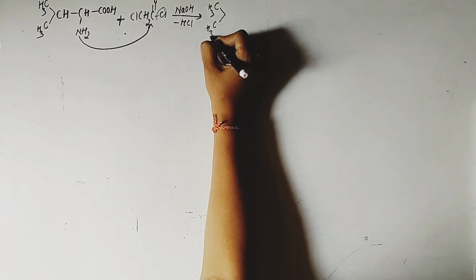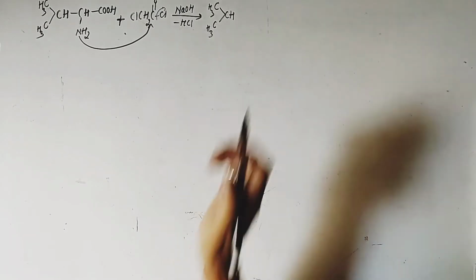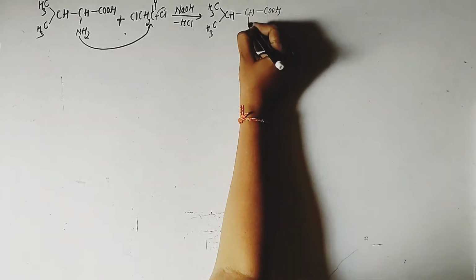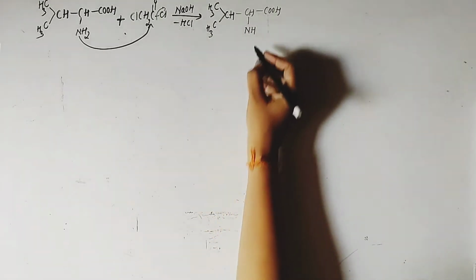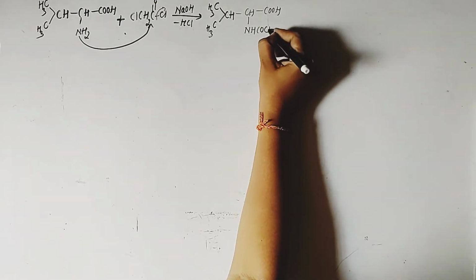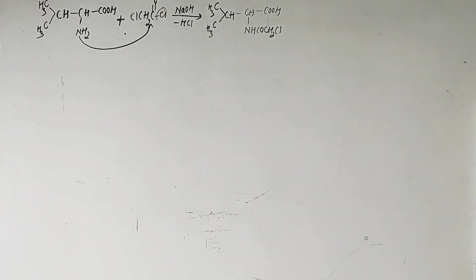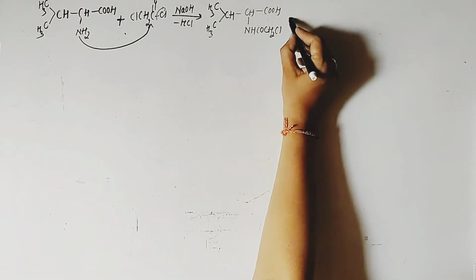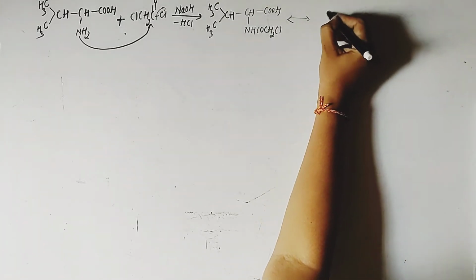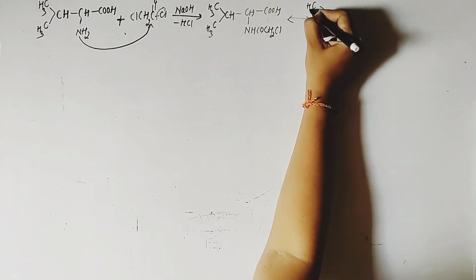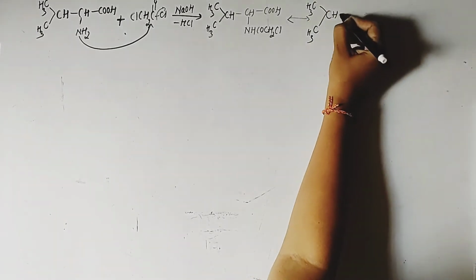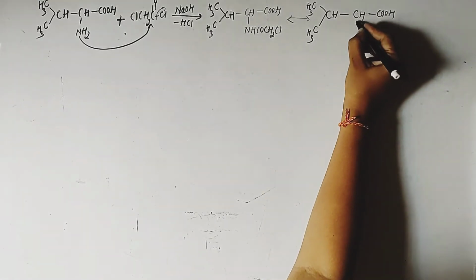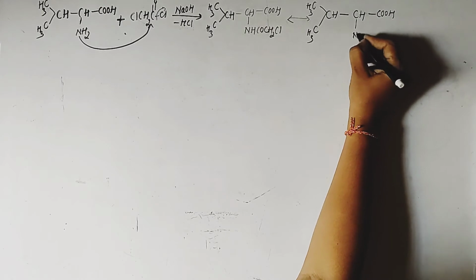That is CH3, the geminal methyl groups are there, CH, CH, COOH, and on this side we get NH and the remaining CO, CH2, Cl. So this is the keto form. We will convert it into the enol form by tautomerization. Now we can write this as CH, CH3, CH3, and this side CH, COOH, and here NH can be written as N.